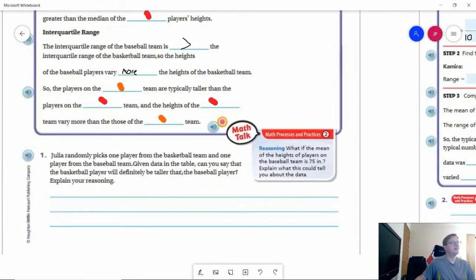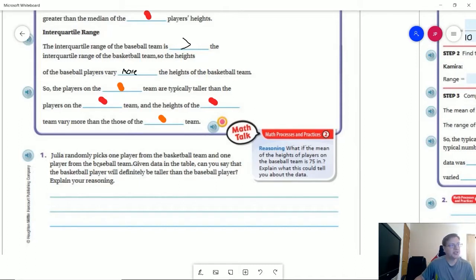So this is also an important thing that we need to look at when we're talking about statistics. Julia randomly picks one player from a basketball team and one player from the baseball team. Given the data in the table, can you say that the basketball player will definitely be taller than the baseball player? So think about that for a couple moments. Pause the video if you need to while you think about that and write down your thoughts. And when you're ready, go ahead and hit play.